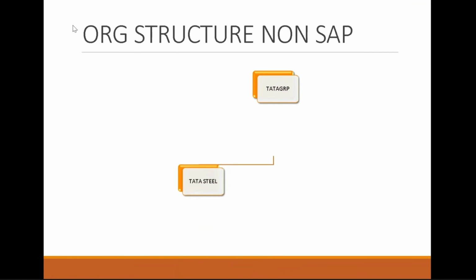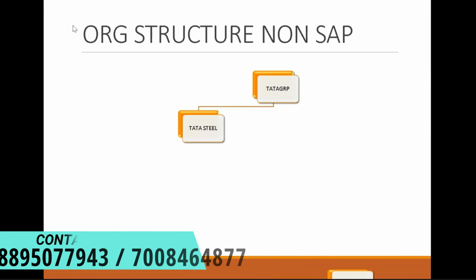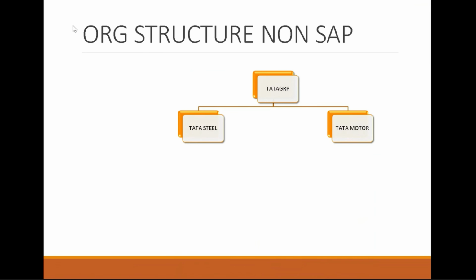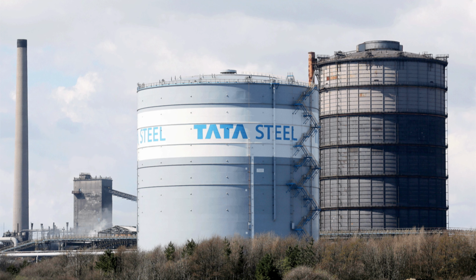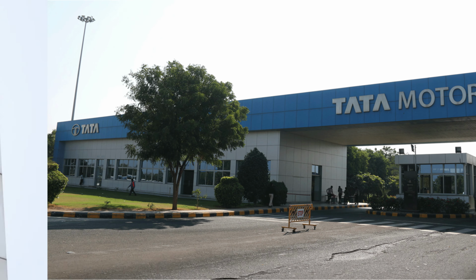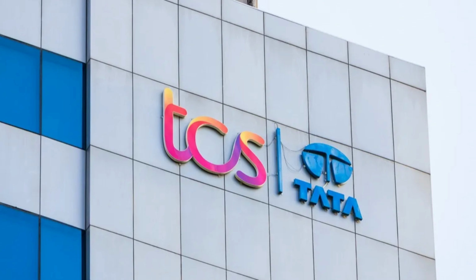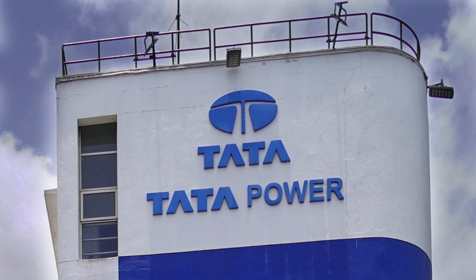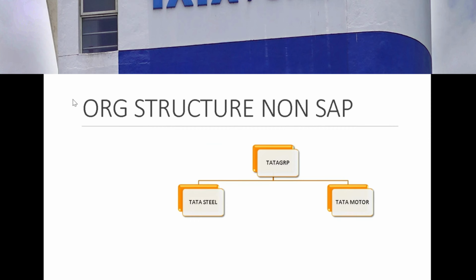Okay, so now inside this one there will be multiple lines of business. Lines of business means there will be different businesses. Let's say here we are taking the example of Tata Group. Tata Group has multiple lines of business. Let's say they have steel manufacturing as a business, motor manufacturing as a business, services like TCS is one part, and Tata Power, where power distribution is one of the businesses.